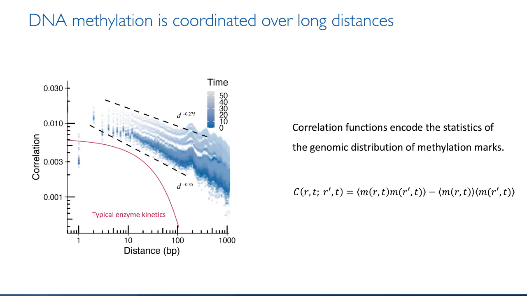What we see is that these correlations decay much more slowly than expected by typical enzyme kinetics, shown here by the red line. In other words, DNA methylation marks are strongly correlated along the DNA sequence, reflecting potentially spatial coordination of this de novo methylation process.